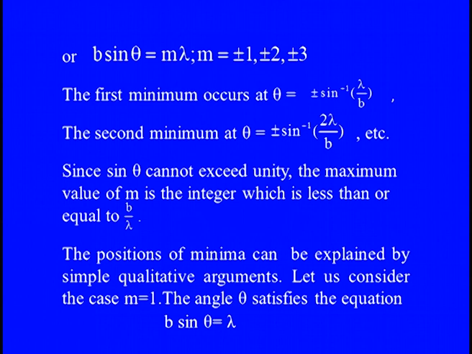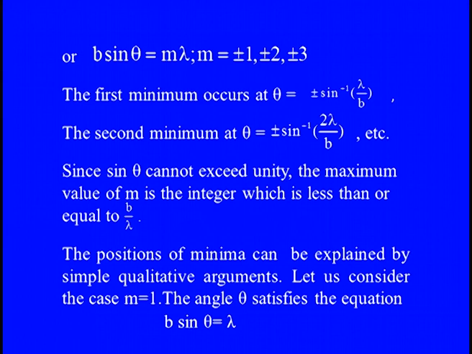So, the first minimum occurs at theta is equal to plus minus sin inverse lambda by b, and the second minimum will occur at theta is equal to plus minus sin inverse 2 lambda by b, etc. Since sin theta cannot exceed unity, the maximum value of m is the integer which is less than or equal to b by lambda. The position of minima can be explained by a simple qualitative argument.